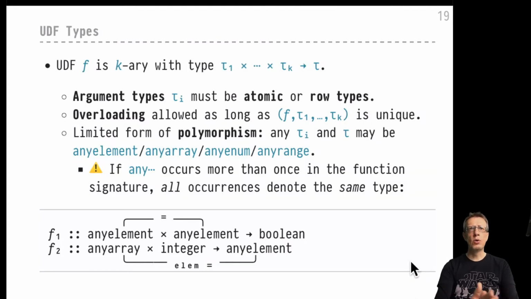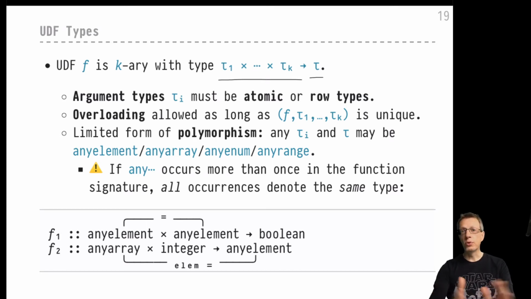All right. So a few words about the types. The function f, the sample function f that we've seen on the previous slide, has been a curried function. So it has k parameters tau i, from which we produce one return value tau. There's a restriction that all of these tau i, the argument types, have to be atomic types or row types. So no tables or a set of something in this particular position. Function arguments have to be atomic or row types, records in a sense.